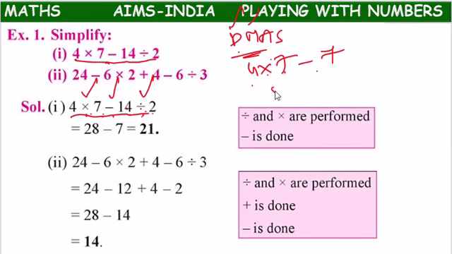Multiplication. 4 sevens are 28, minus 7. That equals 21, which is the correct answer.